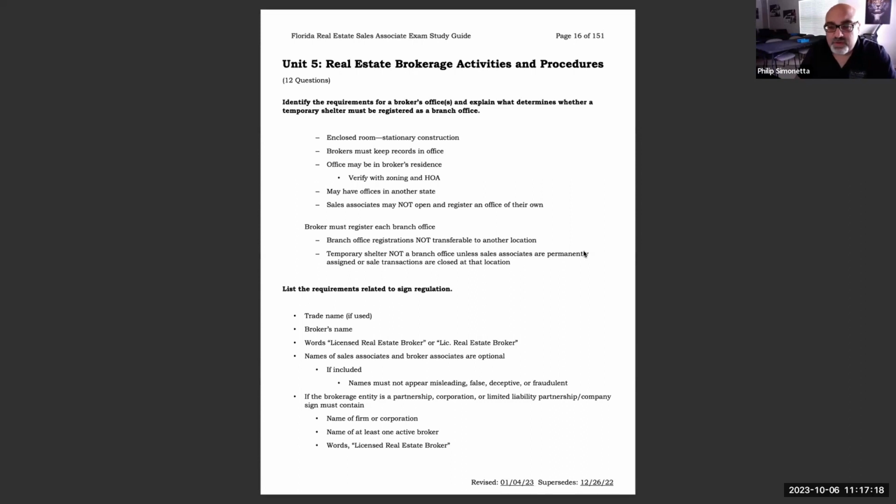Yep. Now, a temporary shelter is not a branch office, unless sales associates are permanently assigned or sales transactions are closed there. So if there's a development or a building and they have temporary buildings outside or mobile homes or mobile offices, they do not need to be licensed unless you have people assigned there schedule wise, like so many hours a day, and deals are not closed there. If it's closed there or you're scheduled there, you must have a license. Okay.